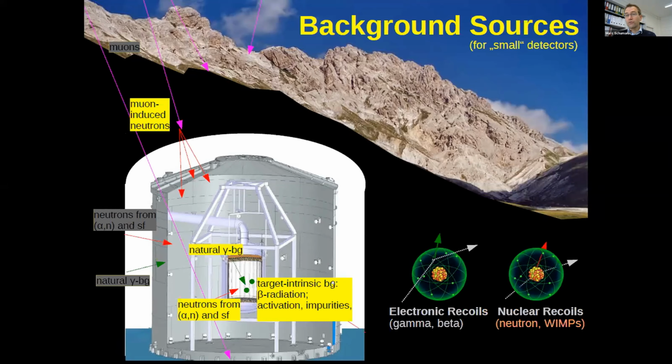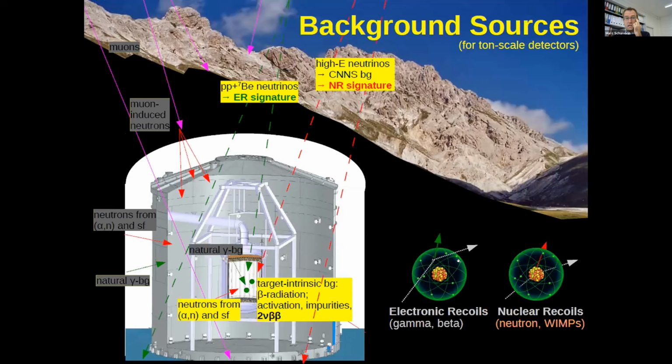If you now go to ton scale detectors, typically the natural gamma background of your detector does not matter anymore because you employ self-shielding. If you have a ton scale detector, you can sacrifice a little bit of the side of your detector. You don't use that for your analysis. Typically also muon-induced neutrons are not relevant anymore.